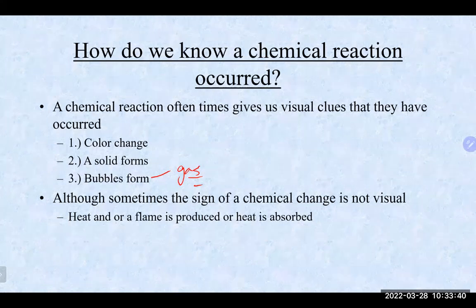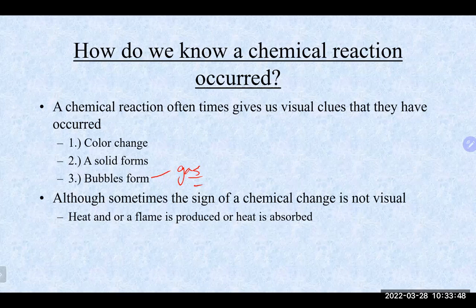Remember that a chemical reaction really happens when we have a chemical change. And when we have a chemical change, what that means is that what we start with and what we end up with are two fundamentally different things, and you can't get back your original substance through any type of physical means. Although sometimes it may not be as visual.